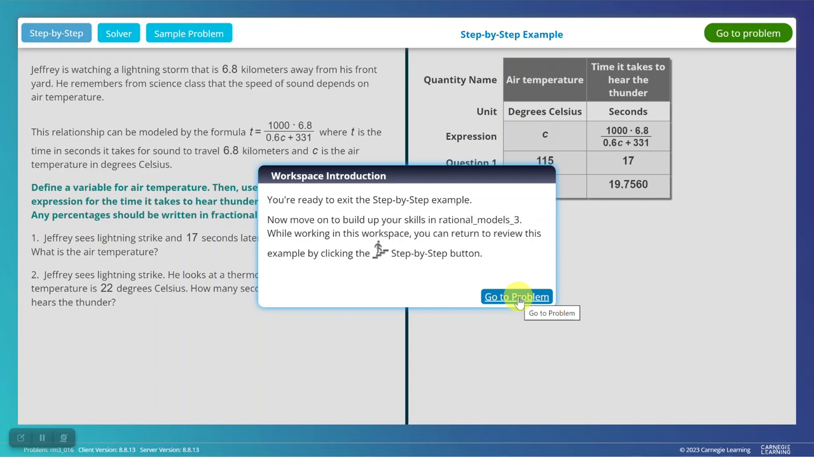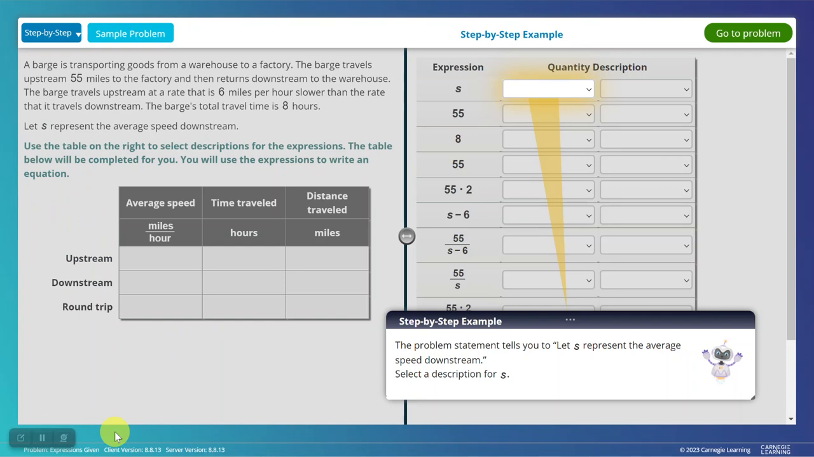Let's go ahead and we're going to look at tomorrow's Mathia as well. I'm going to give you a little preview of those two. Okay. So this one says a barge is transporting goods from a warehouse to a factory. The barge travels upstream 55 miles to the factory and then returns downstream to the warehouse. The barge travels upstream at a rate that is 6 miles per hour slower than the rate that it travels downstream. The barge's total travel time is 8 hours. Let S represent the average speed downstream.